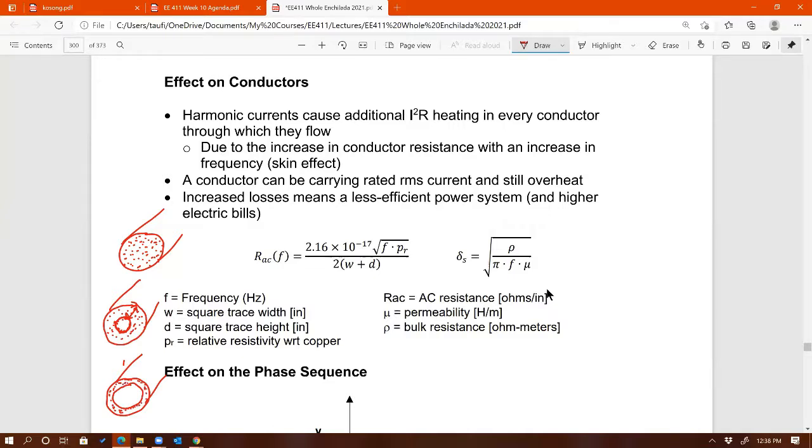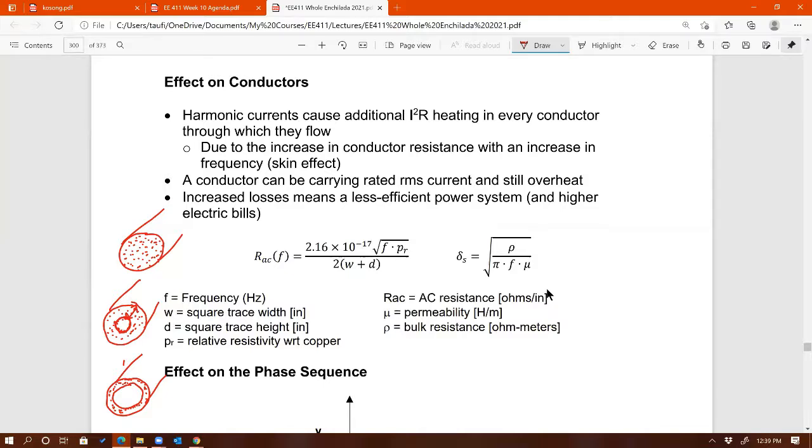Okay, so that's skin effect. And why is this bad? Well, by not utilizing the entire cross-sectional area, that would mean physically that we increase the resistance of this wire, right? So the resistance of the wire has been increased due to the skin effect.